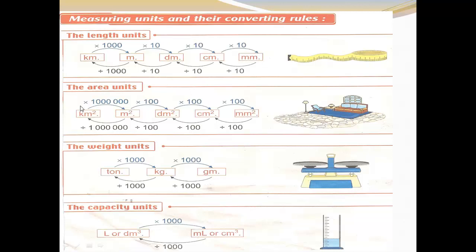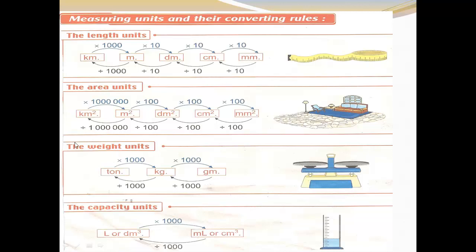The area units are with square: kilometer square, meter square, decimeter square, centimeter square, millimeter square. From kilometer square to meter square, multiply by 1 million. From meter square to decimeter square, multiply by 100. Decimeter square to centimeter square, multiply by 100. From centimeter square to millimeter square, multiply by 100. If you want to go from the smallest unit to the greatest unit, you should divide by the same factor.